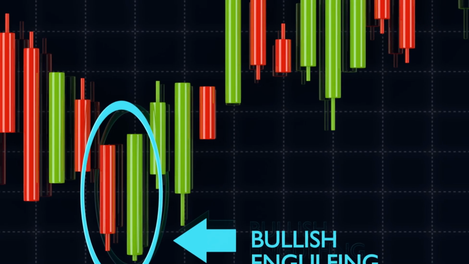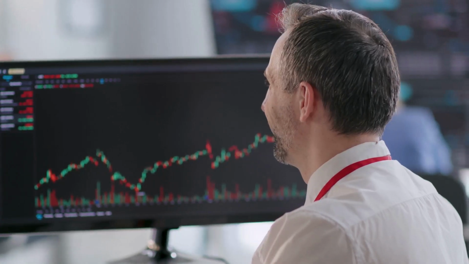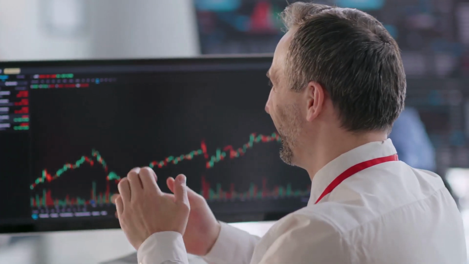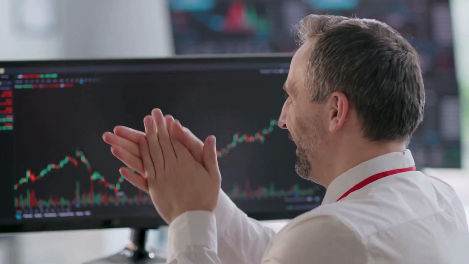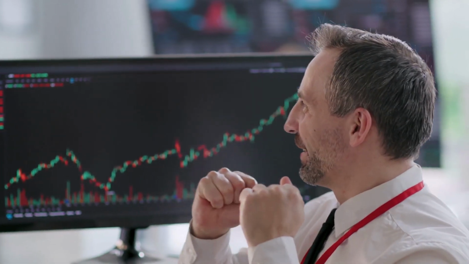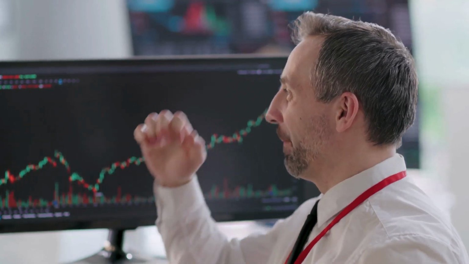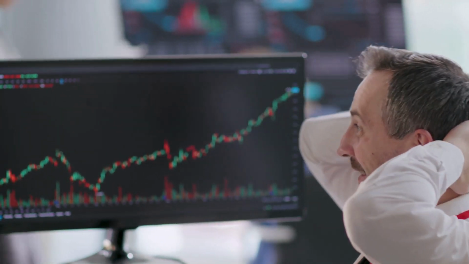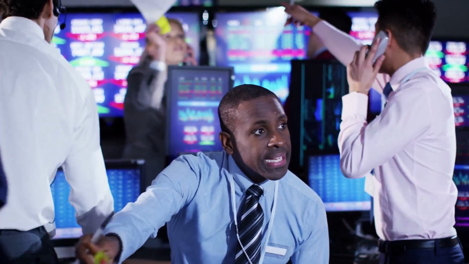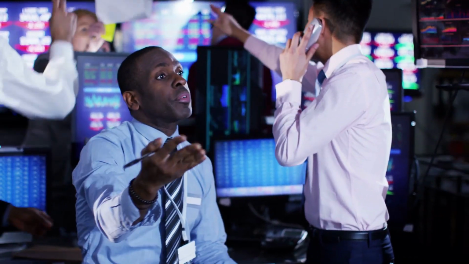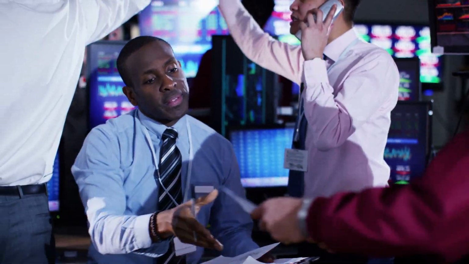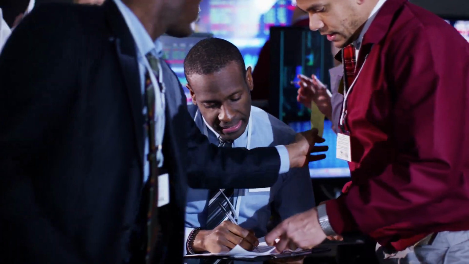Now, on to the bullish engulfing pattern. This pattern occurs at the end of a downtrend and signals a possible reversal to an uptrend. Picture this. You've got a small red candle, signifying a bearish market, followed by a larger green candle that completely engulfs the previous one. This is the bullish engulfing pattern, and it suggests that the bulls have taken over the bears, potentially leading to a price increase.